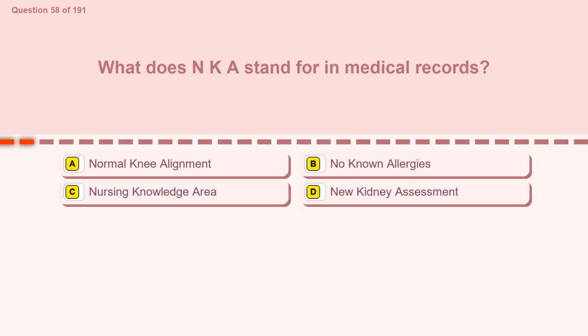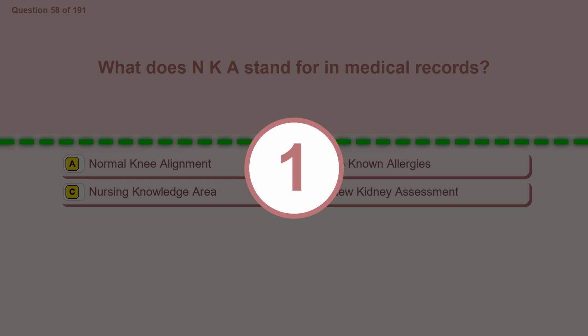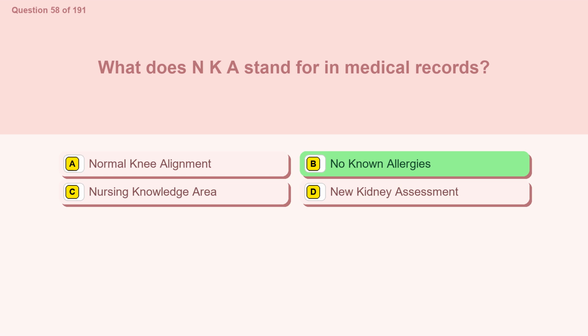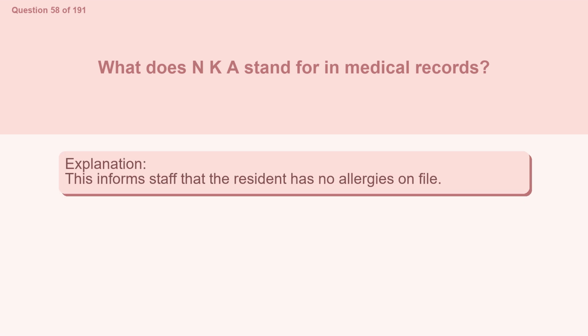Question 58. What does NKA stand for in medical records? Option A, normal knee alignment. Option B, no known allergies. Option C, nursing knowledge area. Option D, new kidney assessment. The correct answer is option B, no known allergies. This informs staff that the resident has no allergies on file.